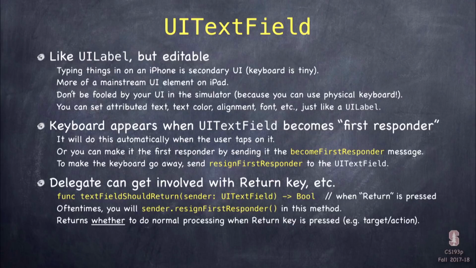Okay, another example is that a lot of times, when the user hits the return key in the keyboard, you want the keyboard to go away, right? So text field should return is a method that gets called when the return key is pressed. And inside there, you very likely want to say resign first responder, and that will cause the keyboard to go away. Okay, so that's an example of what you can do with the delegate.